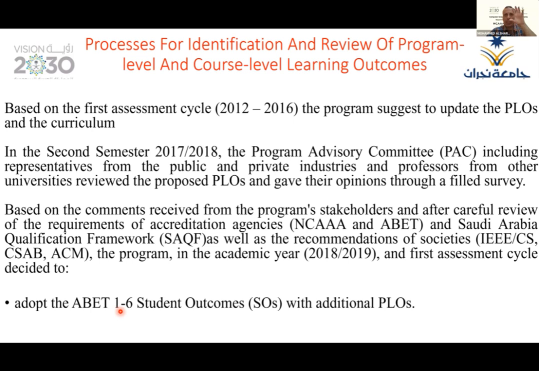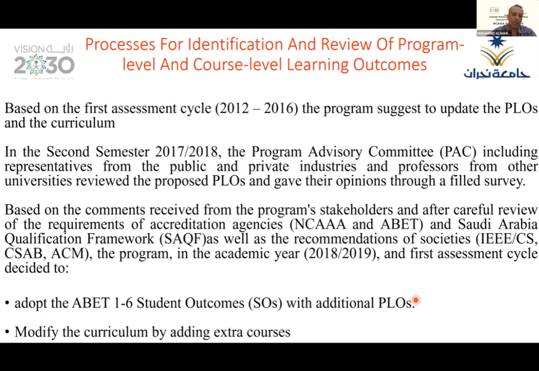They come up with 6 learning outcomes. 5 of them are common between CS, IS, and IT. And the last one is different for CS, IS, and IT. Okay, so we adopt that in our new plan. However, 6 learning outcomes, PLOs, will not meet the requirement of NCAAA and will not meet the requirement of the National Qualification Framework. Based on that, we add 4 learning outcomes. Okay, so we modify the curriculum and add extra courses and learning outcomes.